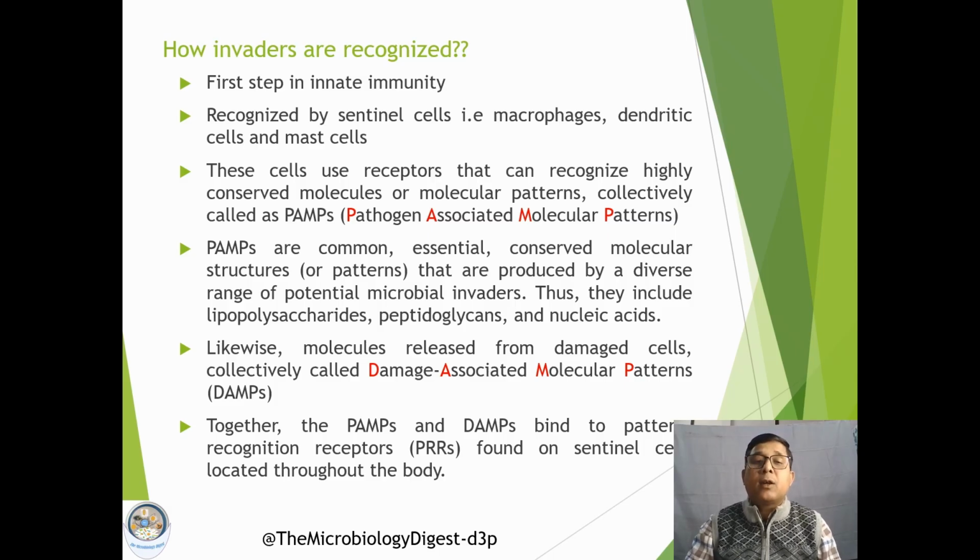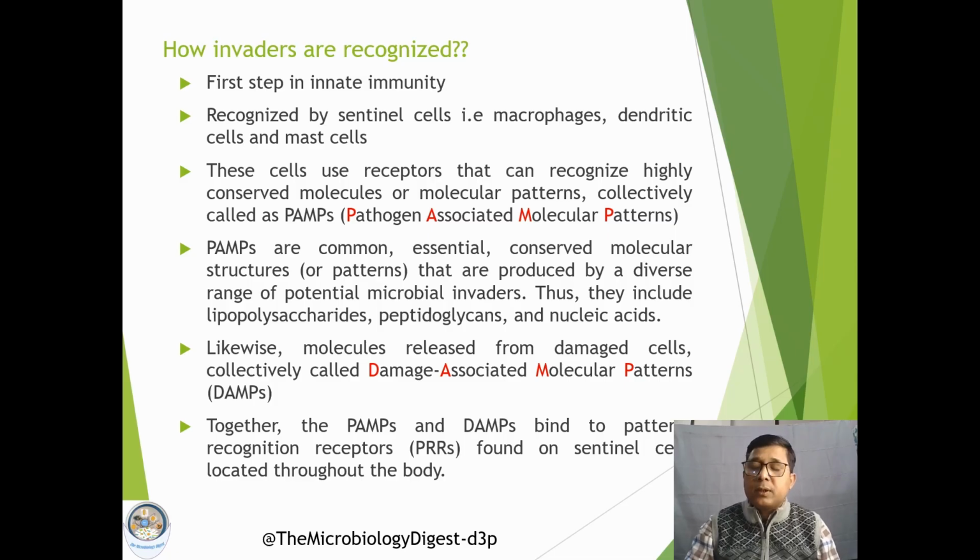So PAMPs are common, essential, and conserved molecules or structures which are present in microbes, or produced by a diverse range of microbial invaders. These PAMPs can be recognized by our sentinel cells. PAMPs include the lipopolysaccharides, which are present in bacteria, peptidoglycans, also present in bacteria, and nucleic acids, which are present both in bacteria as well as other microbial invaders.